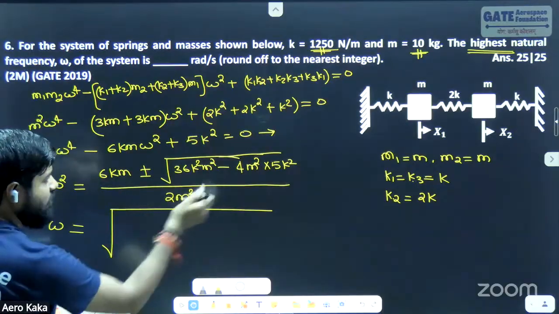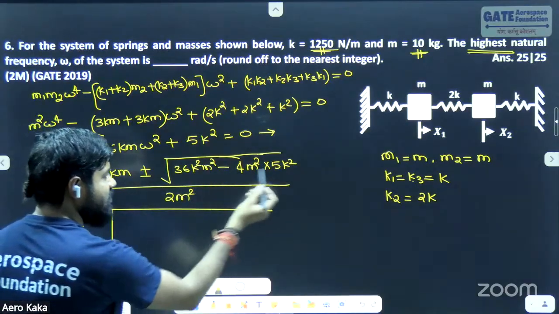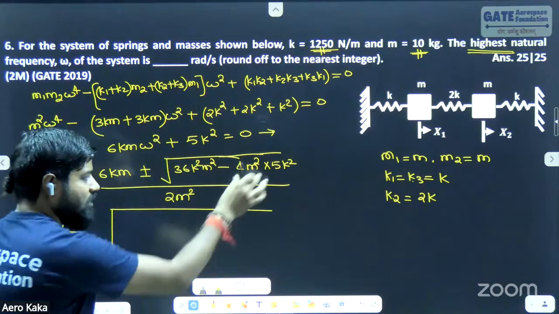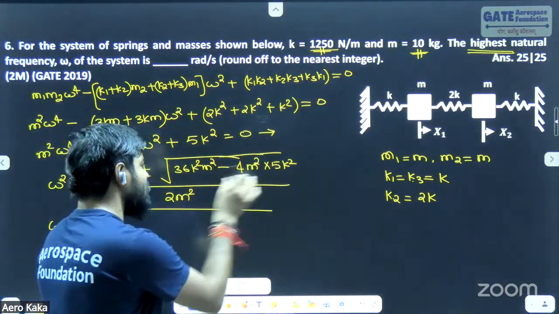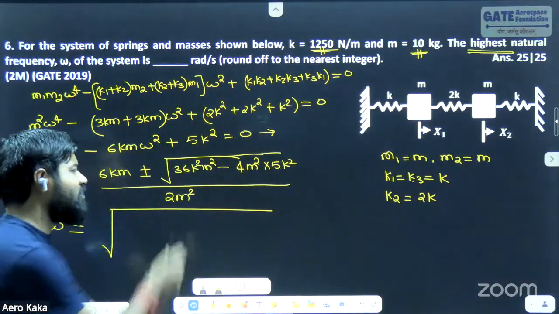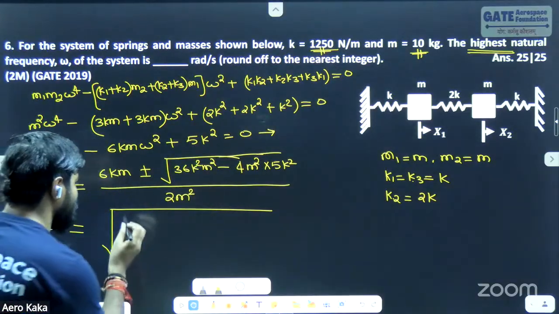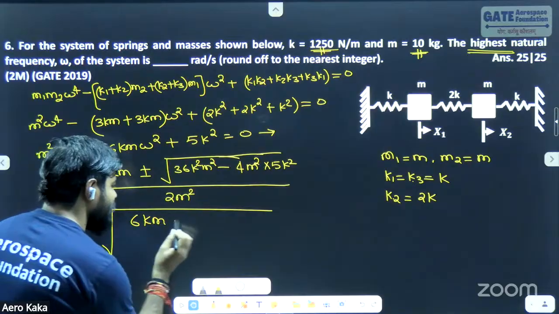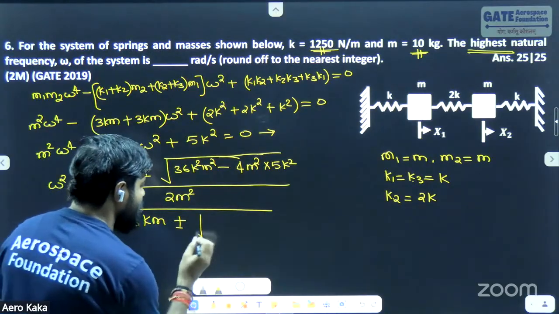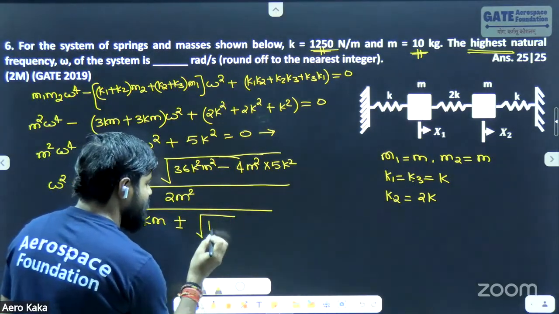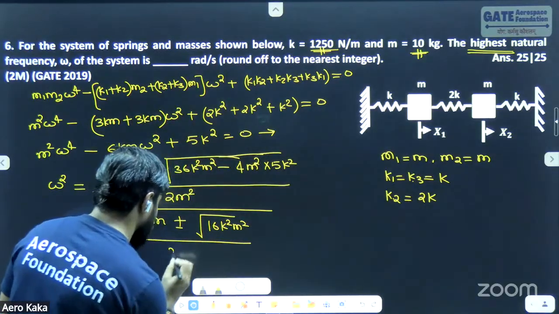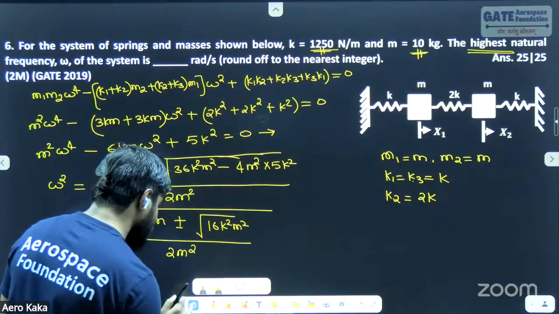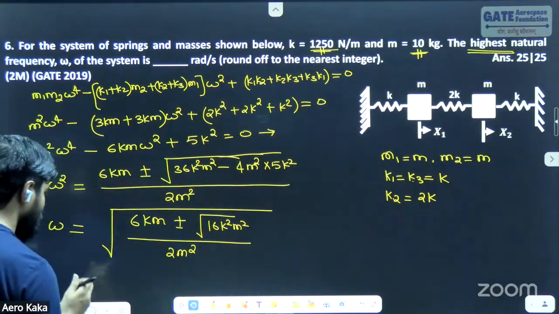So here it is going to be, see, this is 36, and here how much will we get? 4 into 5 is 20, so 20 K square M square, and this is 36. How much will we get? 16 K square M square. So 6KM plus minus root of 16 K square M square, divided by twice M square. That's what you are getting? First confirm.